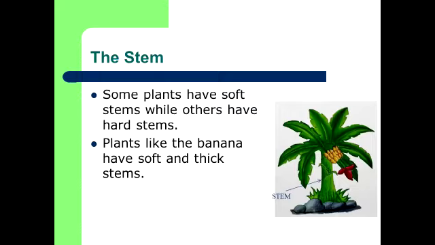The stem. Some plants have soft stems while others have hard stems. Plants like banana have soft and thick stem. Can you see the diagram here? Can you see the stem of banana? It's green and soft and it is thick.